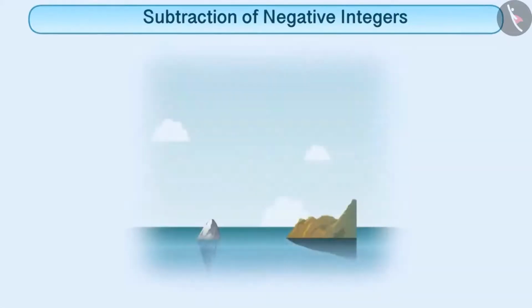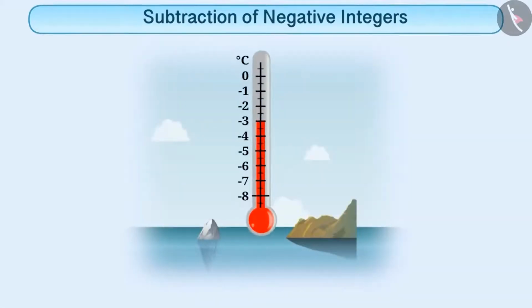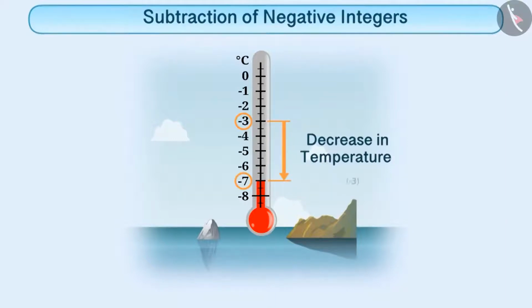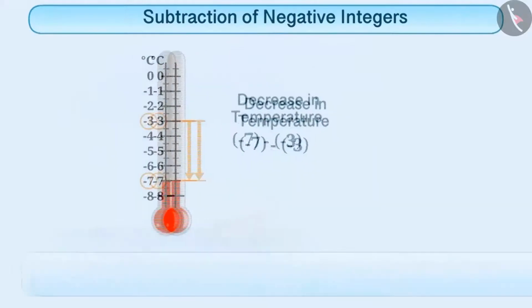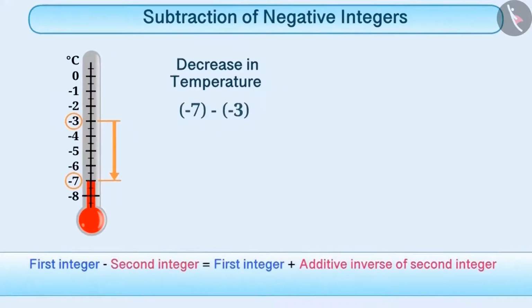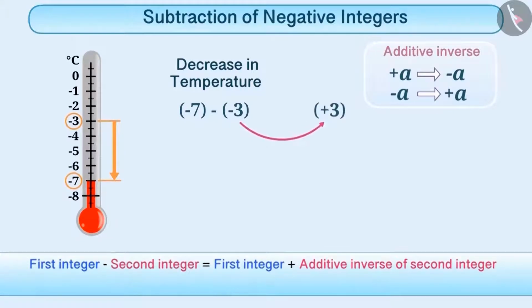Now, we will understand how to do subtraction of negative integers. Suppose the temperature of a place decreases from -3 and reaches -7. So, the decrease in temperature can be found by subtracting -3 from -7. In this case also, we will find the additive inverse of the integer that is being subtracted, that is +3, and we will add this to -7.